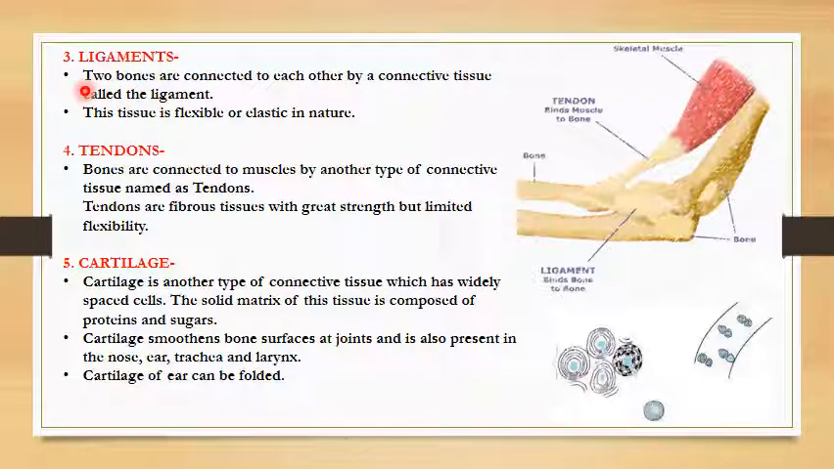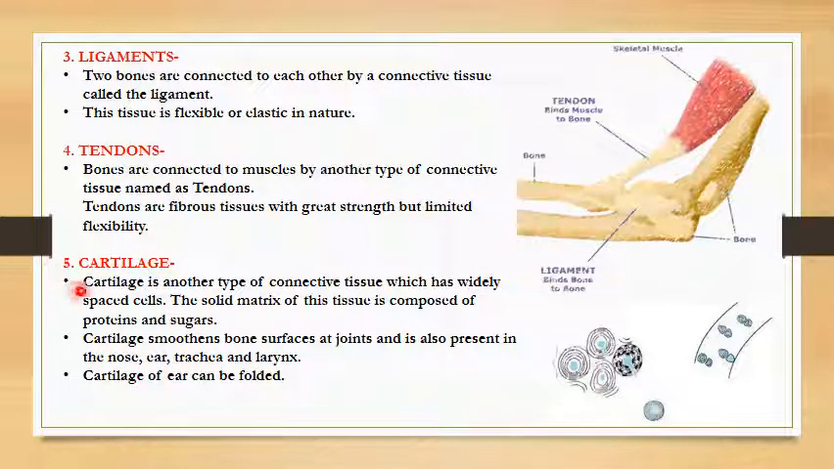3. Ligaments. Two bones are connected to each other by a connective tissue called the ligament. This tissue is flexible or elastic in nature. 4. Tendons. Bones are connected to muscles by another type of connective tissue named as tendons. Tendons are fibrous tissues with great strength but limited flexibility.